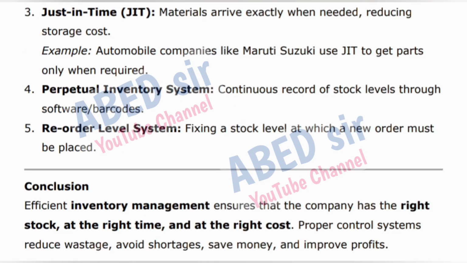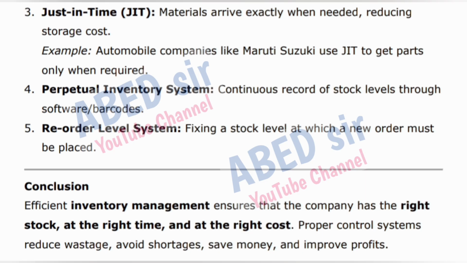3. Just in time, JIT: materials arrive exactly when needed, reducing storage cost. Example, automobile companies like Maruti Suzuki use JIT to get parts only when required. 4. Perpetual inventory system, continuous record of stock levels through software and barcodes. 5. Reorder level system. Fixing a stock level at which a new order must be placed.